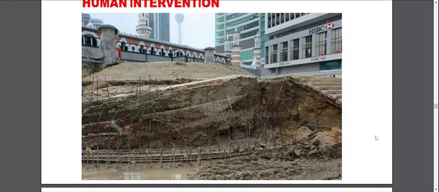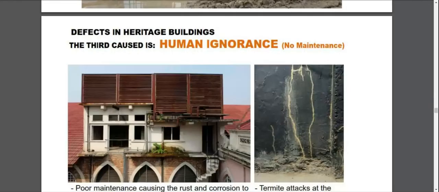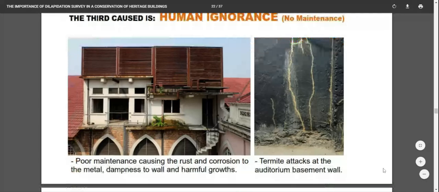This photo is showing the main grand staircase located in Masjid Jamek Kuala Lumpur. Previously, this staircase had been closed, they just put soil on top of the staircase, which caused very major defects to the staircase. This is due to the lack of maintenance.